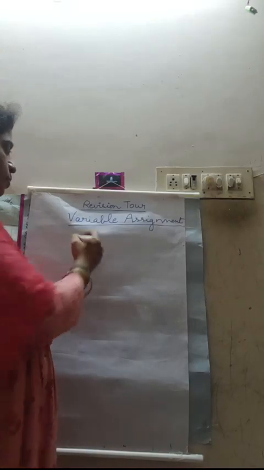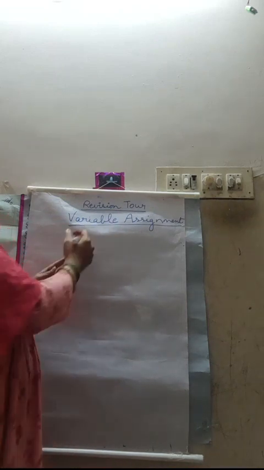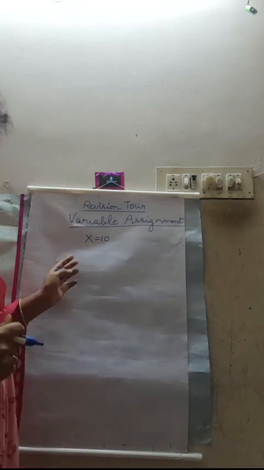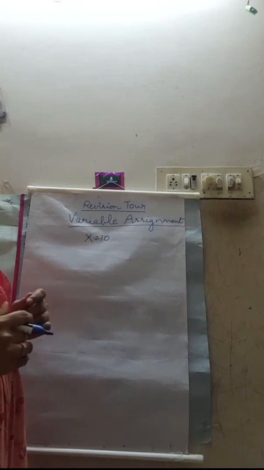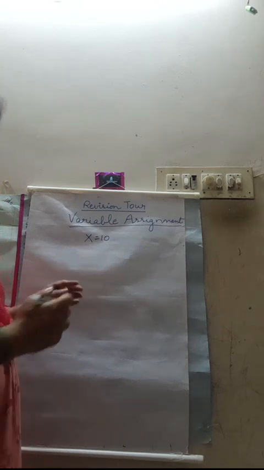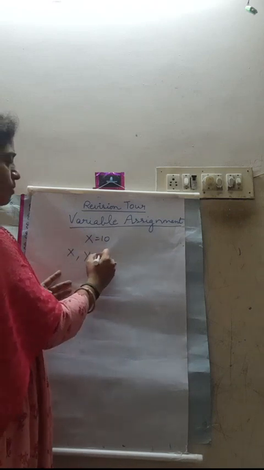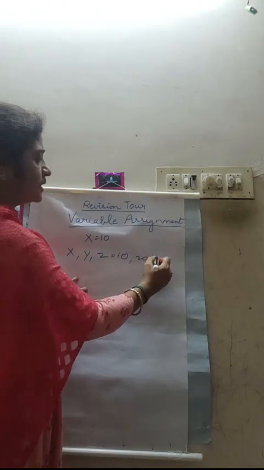Now we will start with variable assignment. For example, I write x is equal to 10. This one is single assignment. Now I can do multiple assignments also in a single statement. I can write x, y, z is equal to 10, 20, 30.